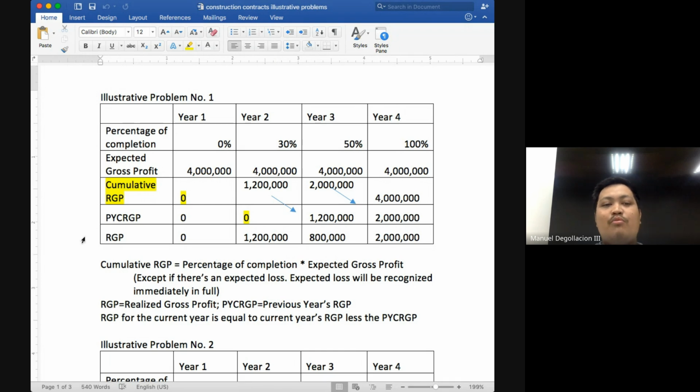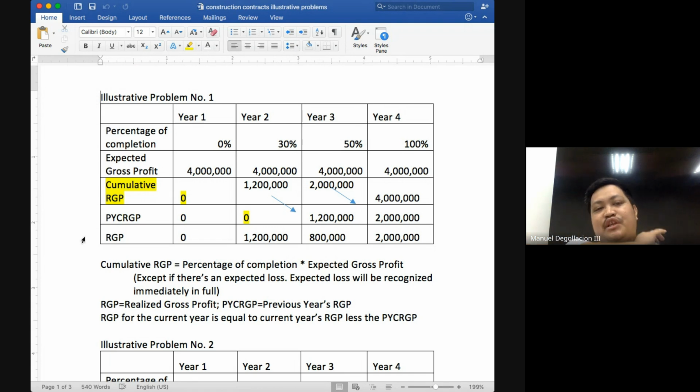So to answer the question, how much is the RGP on year 2? For year 2, the answer would be 1,200,000. Not because it is the product of 30% and 4 million, but because we do not have any RGP in the previous years. So the first two columns now should be filled out in your handout, class. Let's proceed to year 3. That's it, class. Multiply the two things you need, then deduct the previous year's cumulative RGP. Then the difference would be the RGP for the year, or RGP to be reported in the income statement.